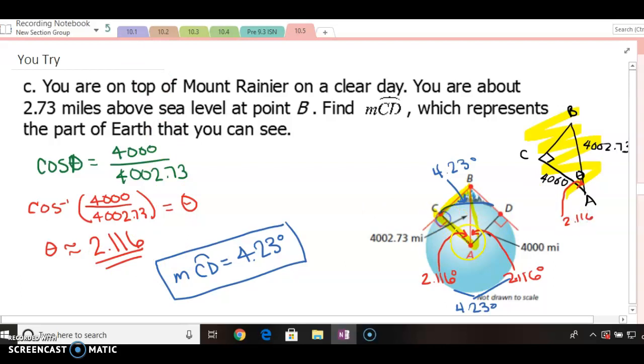Okay, but when I go back to this diagram, I want 2 of those because these 2 are congruent triangles. And so when I add them, I get roughly 4.23. So 4.23 would be the measure of angle CAD, this central angle. And hopefully by now you know that the central angle and the intercepted arc have the same measure, which means the intercepted arc is also 4.23 degrees, which is your final answer.